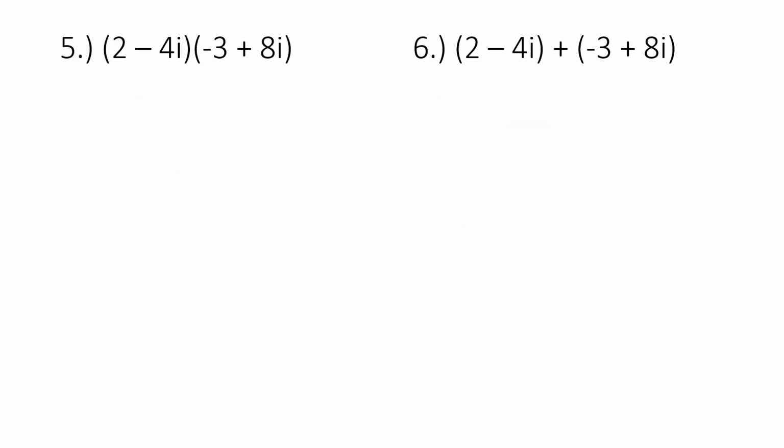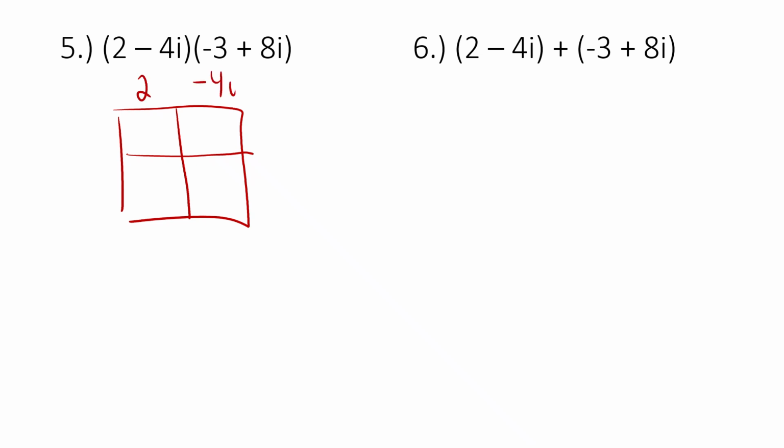All right. Next one is multiplication. So again, I'm going to set up the body of my work here. And we'll have 2 minus 4i, and then -3 plus 8i. -3 times 2 is -6. This will be +12i. This will be +16i, and then -32i squared.